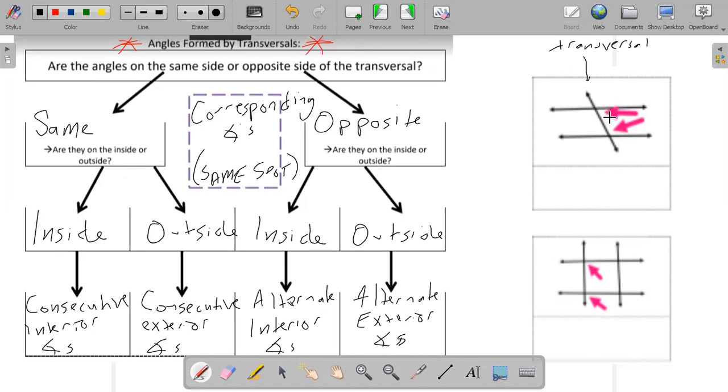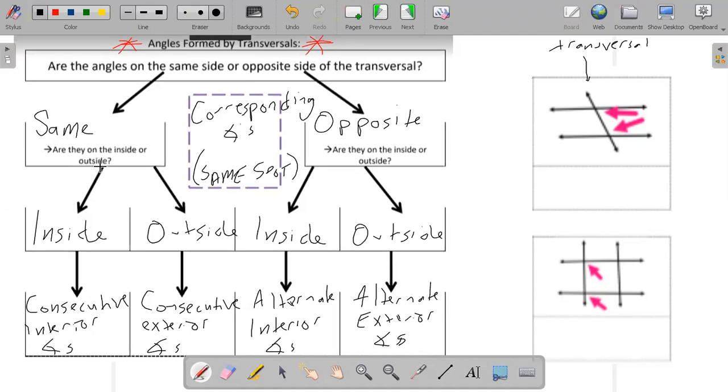Both on the right side. They're both on the right side, which means they're on the same side, right? So right now we're dealing with this side. This side to me does not exist. These will not be alternate at all, okay?